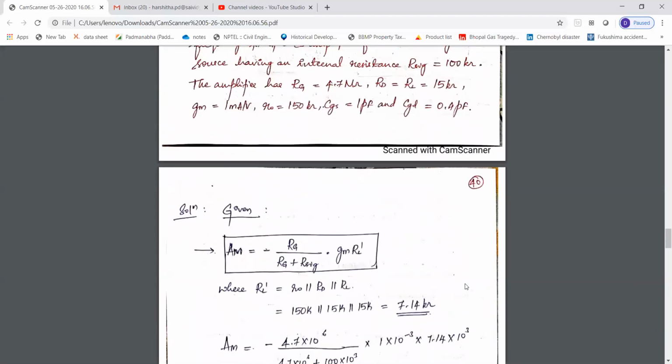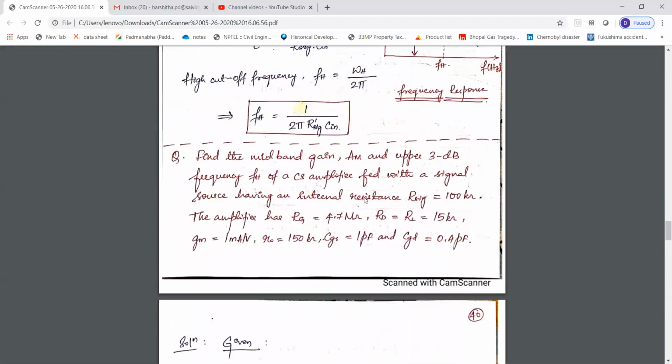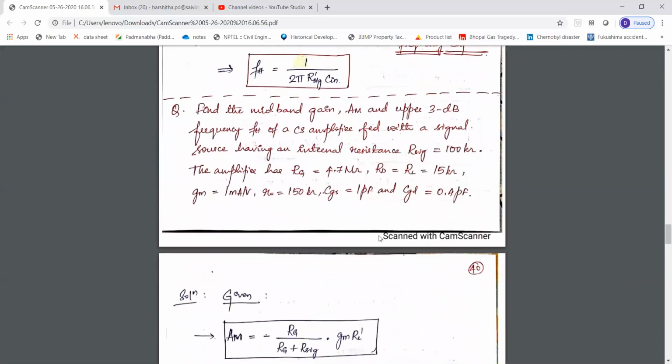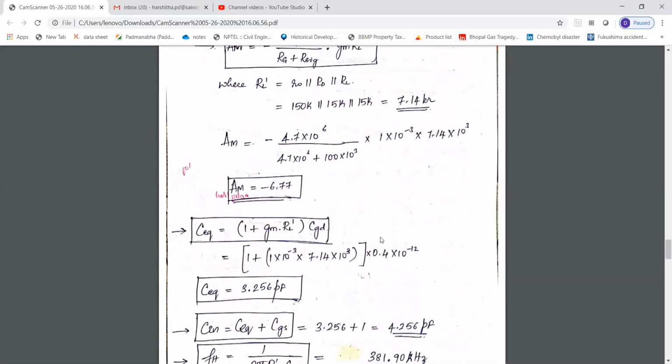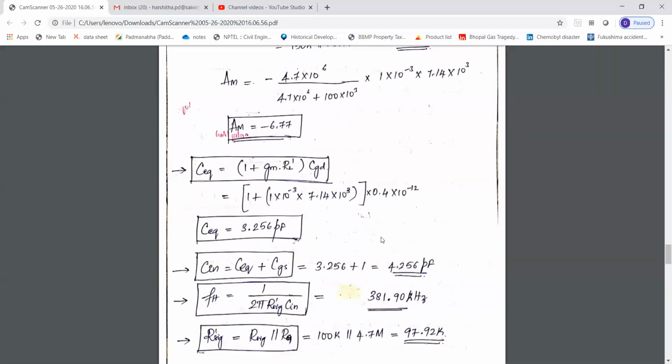So this is a sample problem on the concept of high frequency response of the CS amplifier. It's just substitution and calculation. It's easy. In the next session, we'll study the low frequency response. So this is all about the high frequency response.